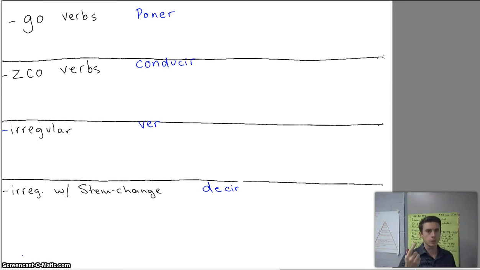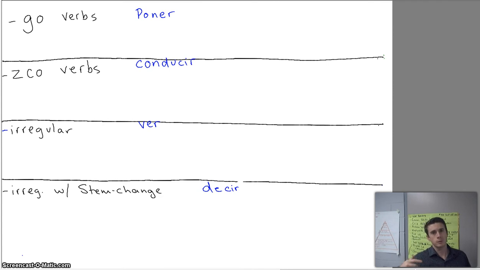They are irregular in their yo form for sure, and then for the most part, all of them return back to normal conjugation for the other 4 conjugations. So let's take a look at the go verb poner. Poner means to put, like to put something on a table, to put something in a box.